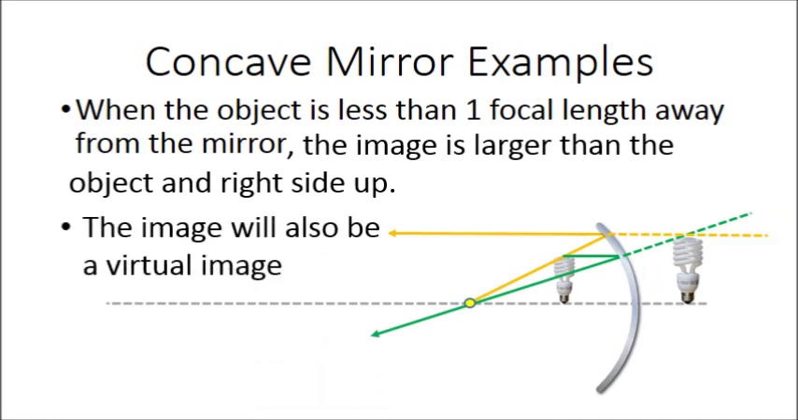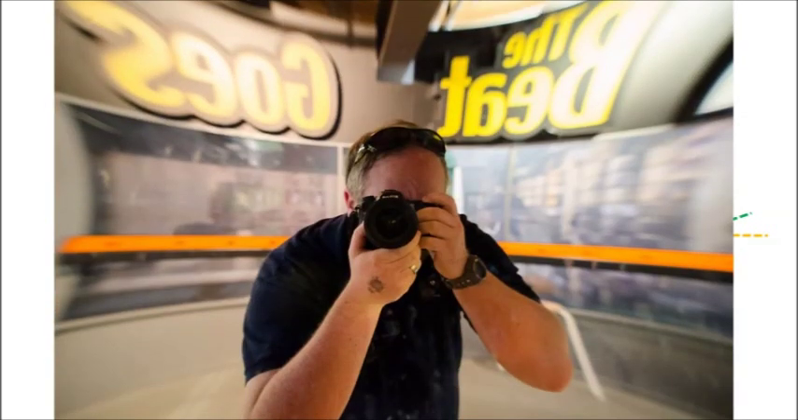So the image in this case is also a virtual image, which means it can't be projected onto a screen. And the reason why is because it's actually behind the mirror. So you can't have a projection of it behind the mirror because there's no light going behind the mirror, really. It's all bouncing off the mirror. So here I am looking at that mirror at the museum again, and I've gotten close enough to the mirror that I'm now right side up.